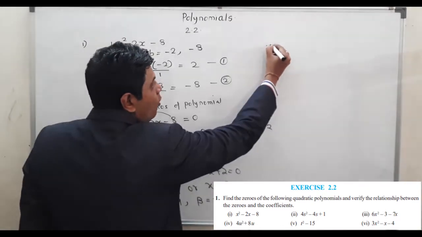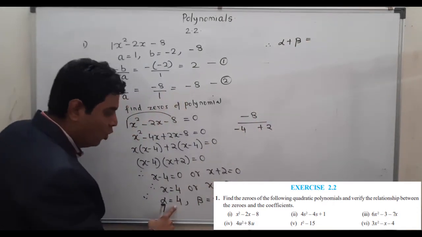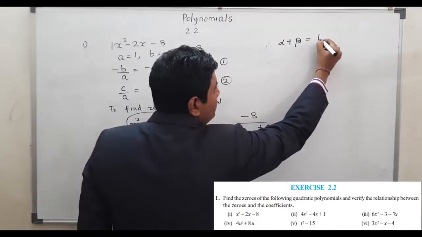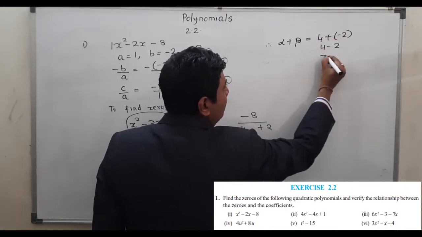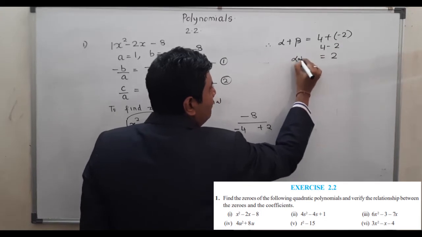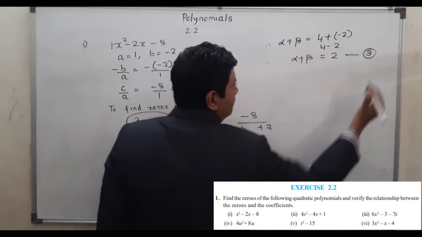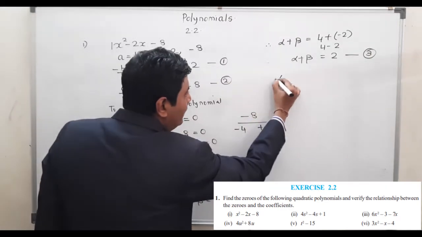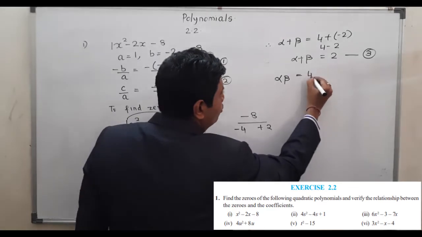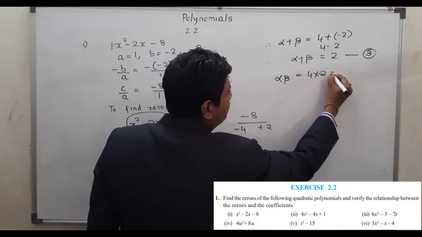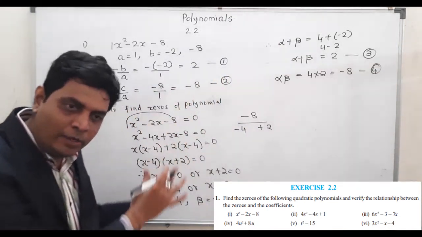So now what will be my alpha plus beta? Alpha plus beta is 4 plus minus 2, means 4 minus 2, which is equal to 2. So alpha plus beta is equal to 2. I will name this as equation 3. And what is my alpha into beta? Alpha into beta is 4 into minus 2, which is equal to minus 8. This is equation 4.